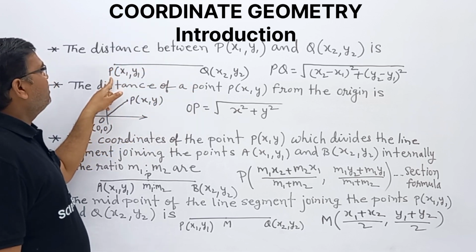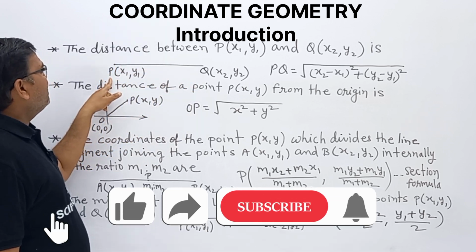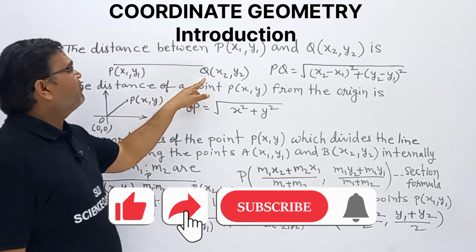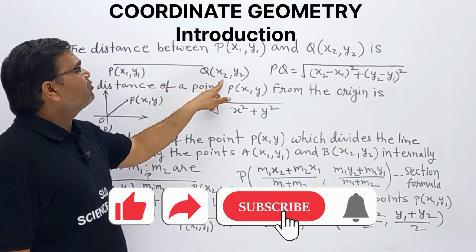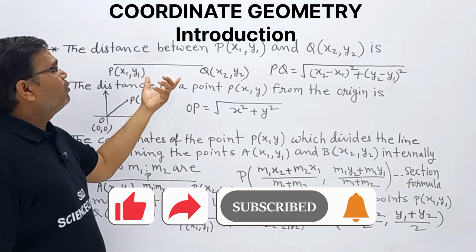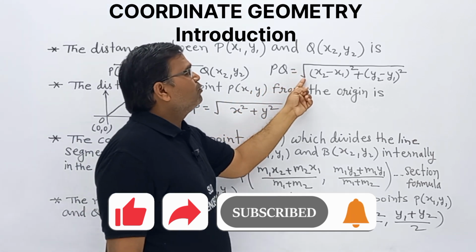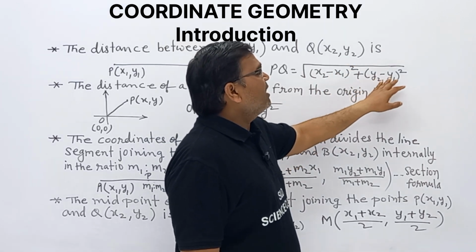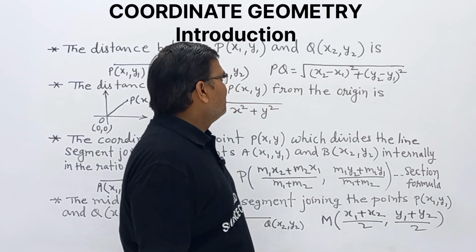Coordinates of P are (x1, y1), and coordinates of Q are (x2, y2). Then the distance between P and Q will be the square root of (x2 minus x1) whole square plus (y2 minus y1) whole square.